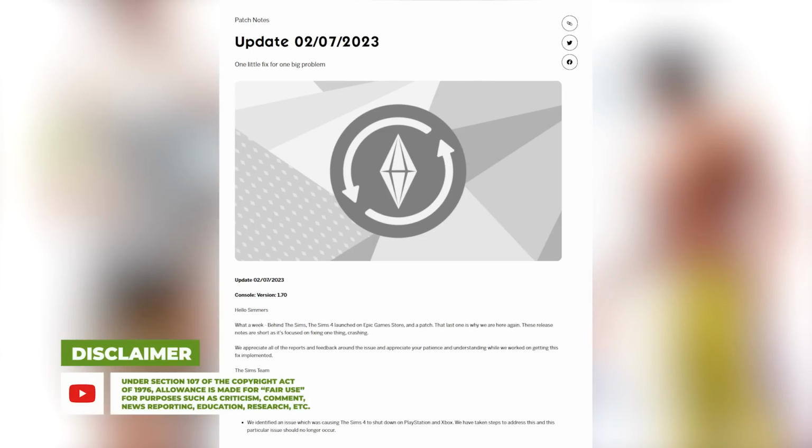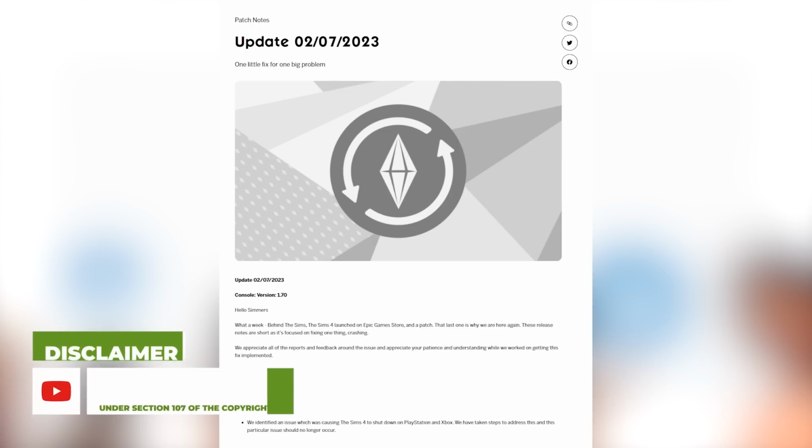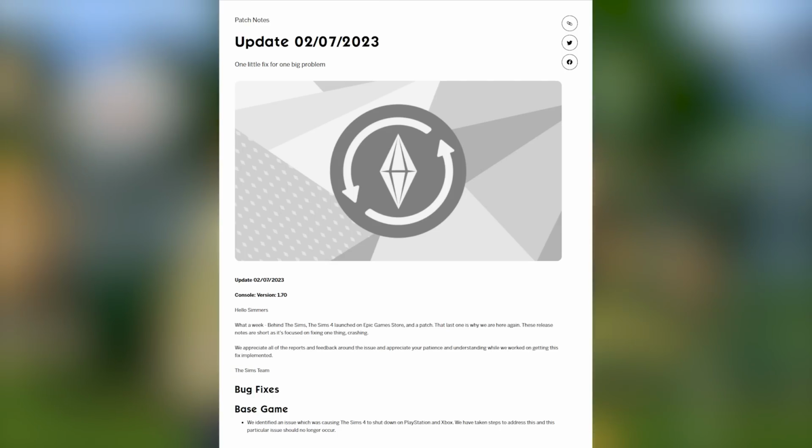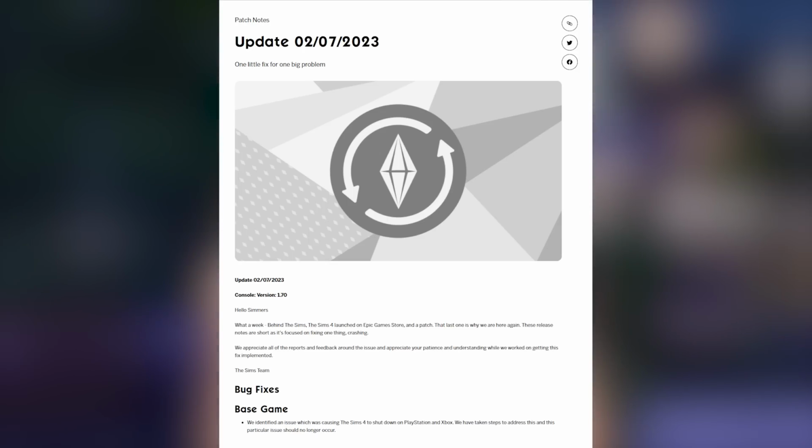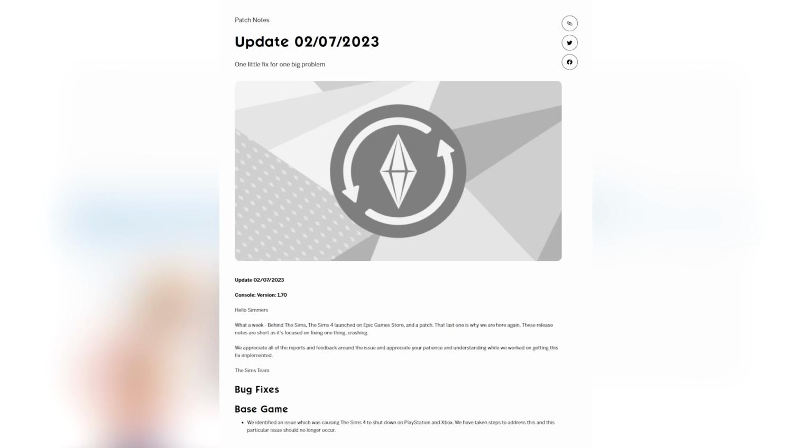So for bug fixes, there was only one fix for the base game. We identified an issue which was causing The Sims 4 to shut down on PlayStation and Xbox. We have taken steps to address this and this particular issue should no longer occur.